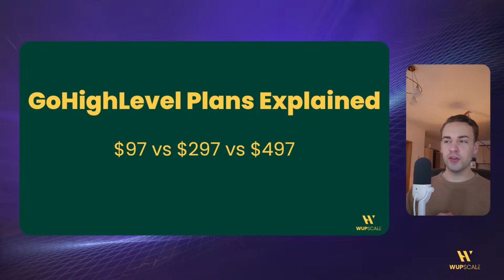So GoHighLevel is one of my favorite tools that I use for my business. This is an all-in-one marketing tool that I use to manage my automations, host my website, and create funnels and websites for my customers, and I manage all my automations and all my funnels inside HighLevel. There are three main plans with HighLevel: a 97, a 297 and a 497 plan. In this video we are going to go over all the plans, all the benefits, and then we'll also discuss which one you should pick as a total beginner.